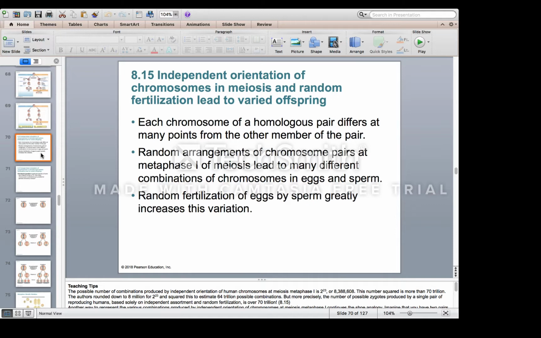It says the total possible number of combinations produced by independent assortment in metaphase 1 is 2 to the 23rd, or 8,388,608 times. This number squared is more than 70 trillion. The authors rounded to 8 million and squared the estimate to 64 trillion possible combinations, but more precisely, the number of possible zygotes produced by a single pair of reproducing humans based solely on independent assortment and random fertilization is over 70 trillion. So you have 70 trillion different possibilities each time you get a kid, right?